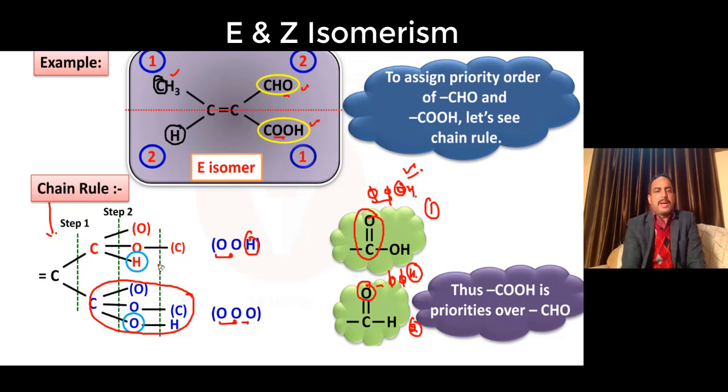Now, see here, priority is assigned. Now, same priority in the diagonal position. It is similar to trans, or we can say very similar to trans. So it will be assigned E isomer. It will be E isomer.